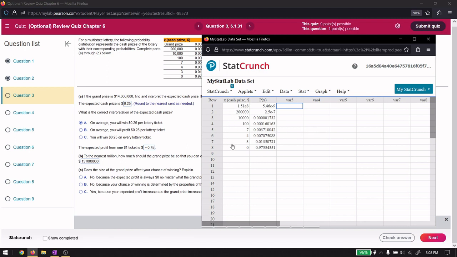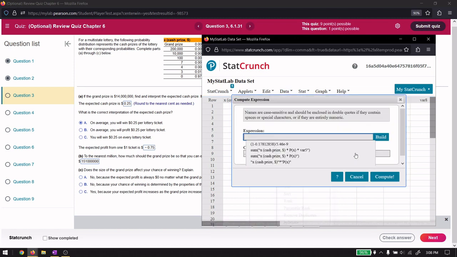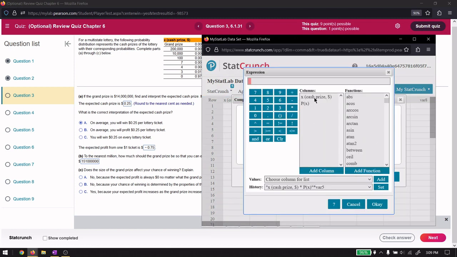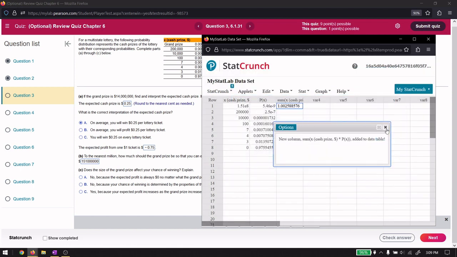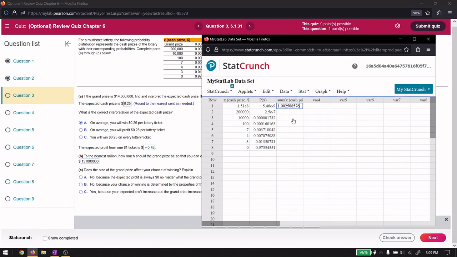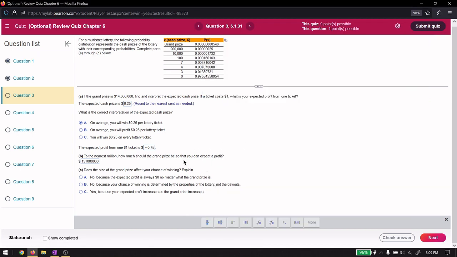I've changed this cash price, and so now if I recalculate what I did before, the expected value, which is the exact same thing as the sum of the cash price times the probabilities. If we add them all up, now you can see our expected winnings is a little bit more than 1. So we expect a profit in this case. Not a very big profit, but it's still a profit.